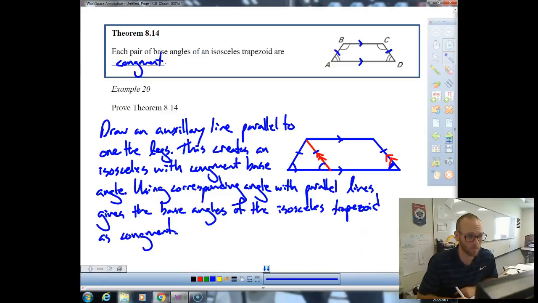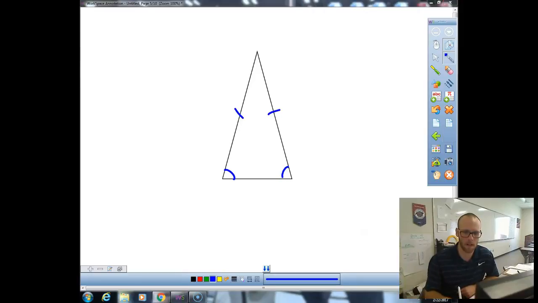Now notice, okay, we only proved one part of theorem 8.14. We proved that these two angles are congruent. How do you suppose we could go about proving those top two angles are congruent? Would you have to approach it a little bit differently? Make some changes? Could you do something similar? Something that I'm going to let you guys think about. Alright, there's an isosceles triangle.